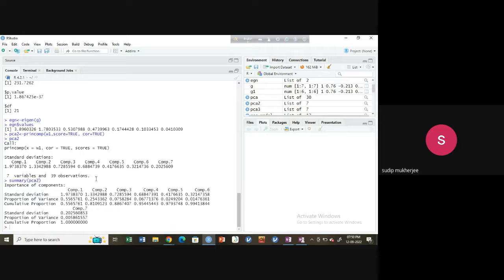But as per the rule, we are considering two factors. Why? Because eigenvalue is more than one for the two factors. And for two factors, the cumulative proportion is 81%. That is, 81% is explained by these two factors. What is the unexplained part? That is 19%. 19% is the unexplained part. And 81% is explained by these two factors. Clear? How much explanation is there? 81% of the variation is explained by these two factors.